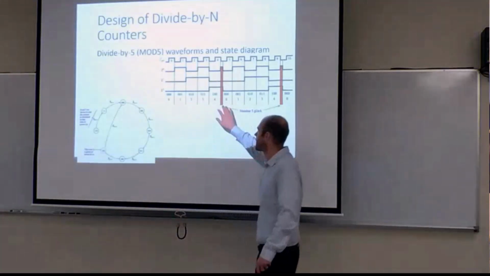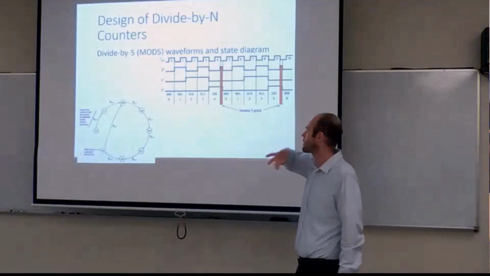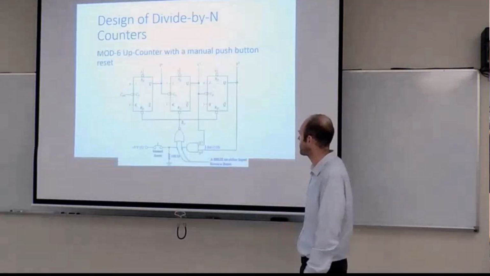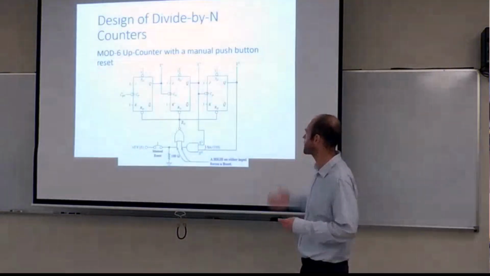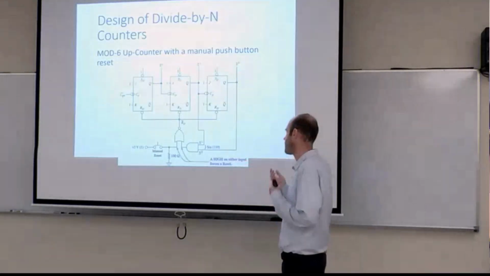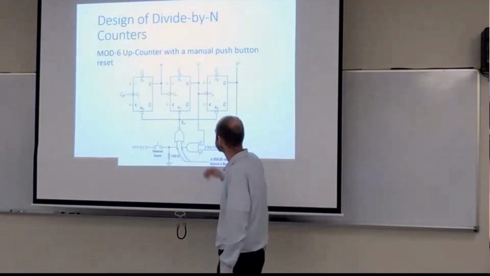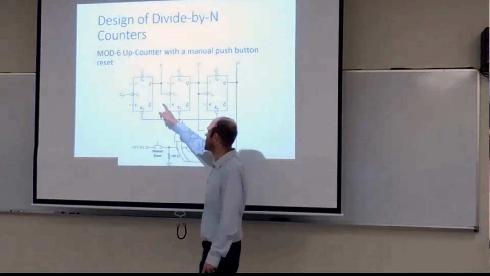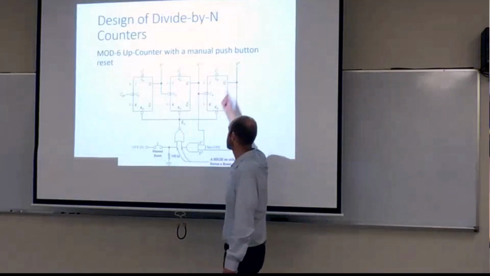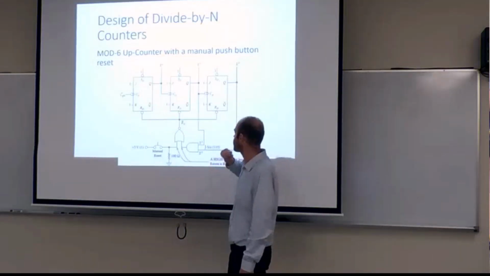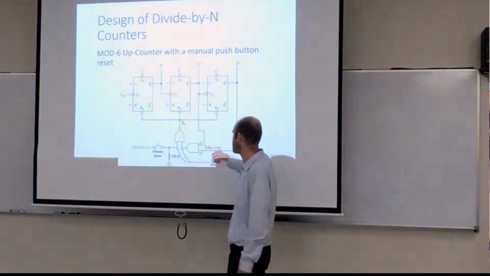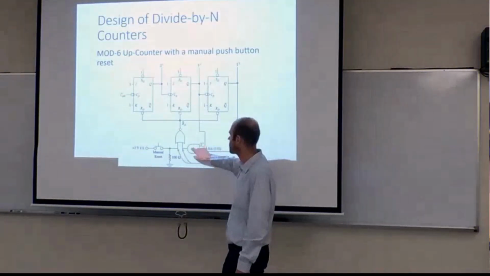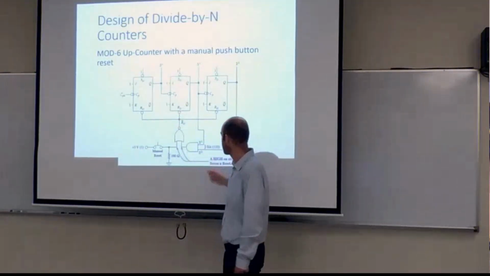Something to consider, but in this case, we're just looking to count mod 5 for this example. Here's a mod 6 up counter with a manual push button. So we're just showing some other examples. Up counter means we take the bits off of Q. It's a mod 6, which means we count 0 to 5. And on the number 6, 110, we need to create a reset.